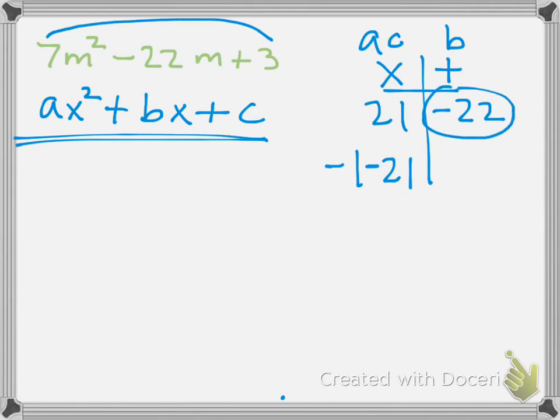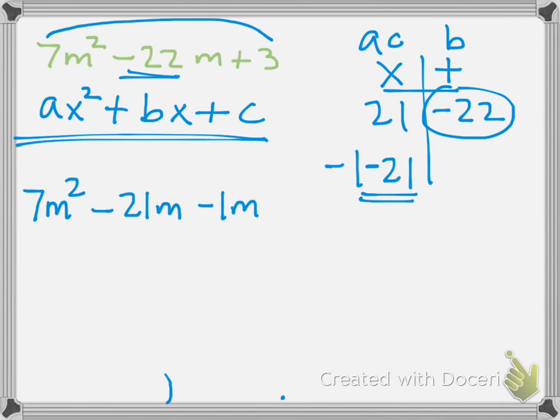Okay, so here's what I do next. Basically, I just broke up the negative 22. So I write 7m squared, I write the first term. And then I'm going to put one of these factors by m. I usually put the thing that looks like it has a common factor. So I'm going to put the negative 21 by the 7. Then I have to put the negative 1. Then I put the 3.